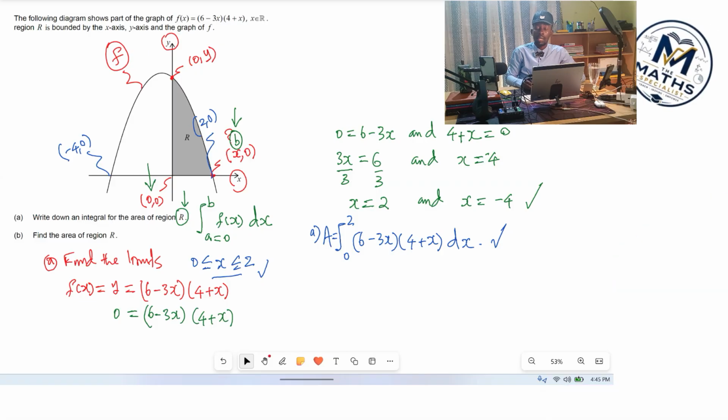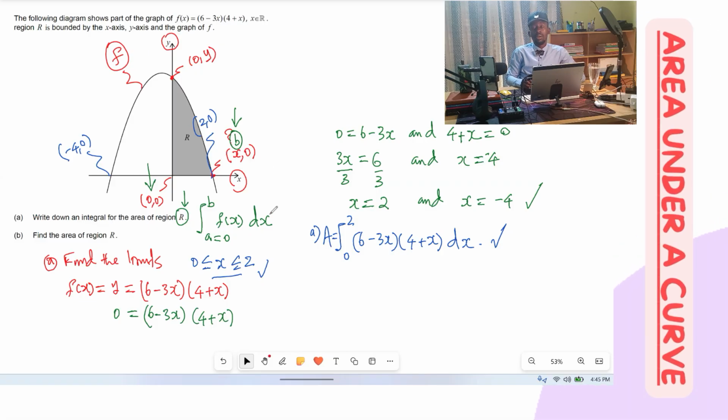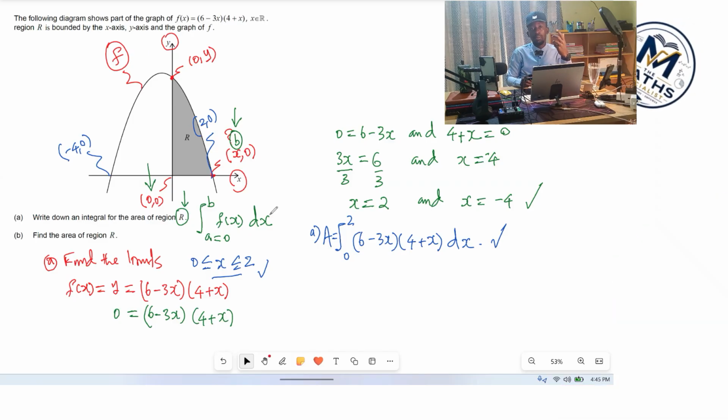So if it is just a 1 mark question, it's fine. But if it is more than 1 mark, of course it is important to show a few steps.